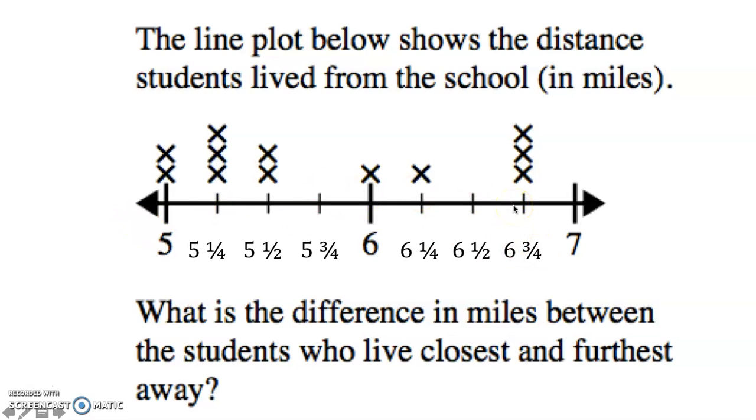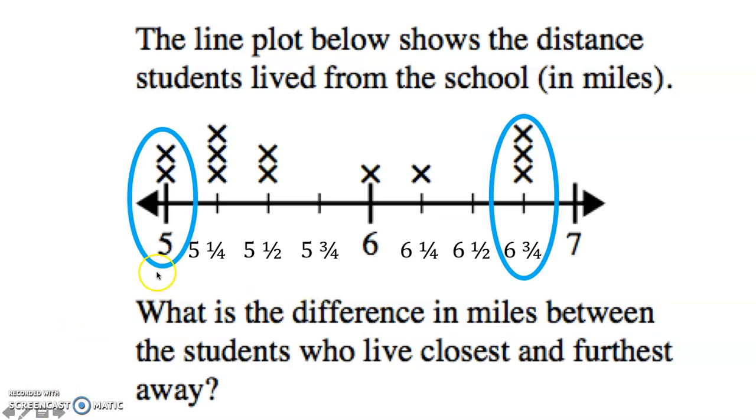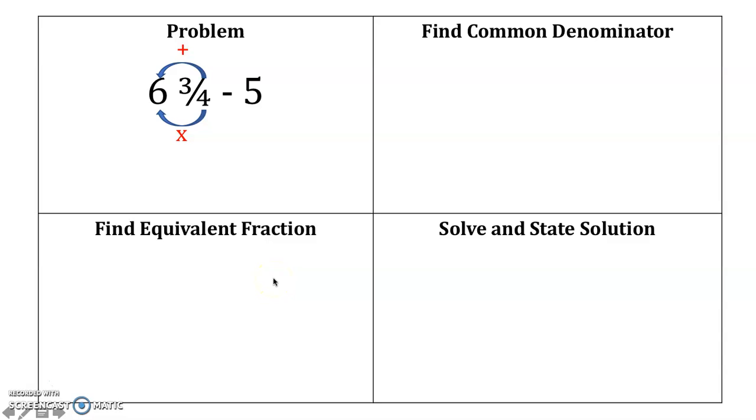The question was, what is the difference, which means subtraction, between the furthest distance and the closest distance. So by furthest and closest, it means farthest away, which is 6 3/4 miles, and closest, which is exactly 5. Now, even though this is a line plot, I'm still going to be using Foursquare to organize my work. I know the farthest distance away was 6 3/4. I know the closest distance was 5.